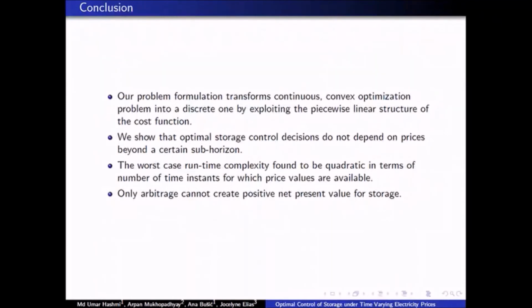Concluding our work, our problem formulation transforms continuous convex optimization problem into a discrete one by exploiting the piecewise linear structure of the cost function. We show that the optimal storage control decisions do not depend on prices beyond a certain subhorizon. The worst case runtime complexity is found to be quadratic in terms of number of time instants for which the price values are available. Only arbitrage cannot create positive net present value for the storage.